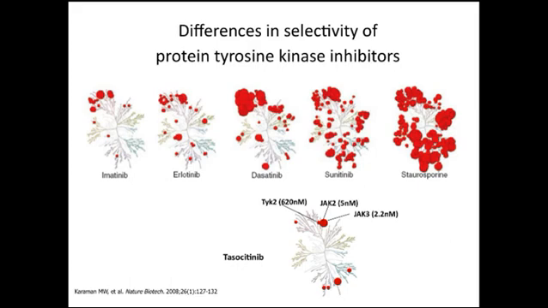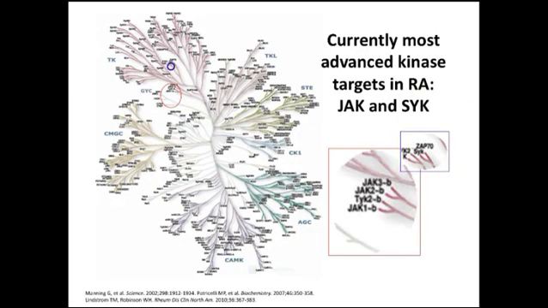So when you look at tofacitinib, formerly termed tasocitinib, it's a JAK inhibitor. It's quite specific. You see not so many red dots, only very few, and these are the JAK kinases. So this inhibitor is probably very much resembling what imatinib is doing with other tyrosine kinases. So it's a quite specific inhibitor, and it is not very dirty.